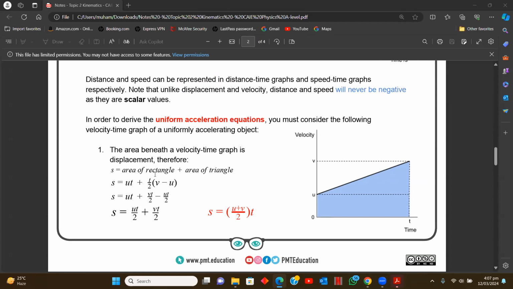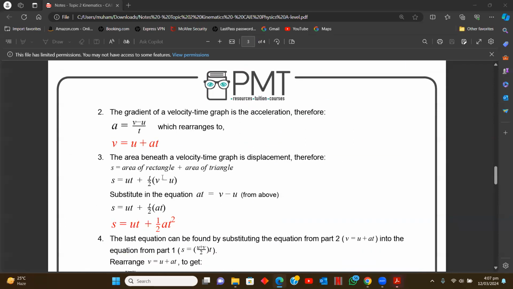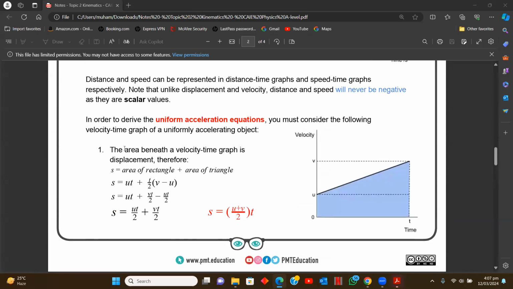Let's try to look at the displacement time graphs in detail, and how you can derive the equations of kinematics from these graphs. Okay, so all of these equations are basically called uniform acceleration equations. Uniform acceleration equations apply these concepts of kinematics, by understanding that the object is moving under uniform acceleration.